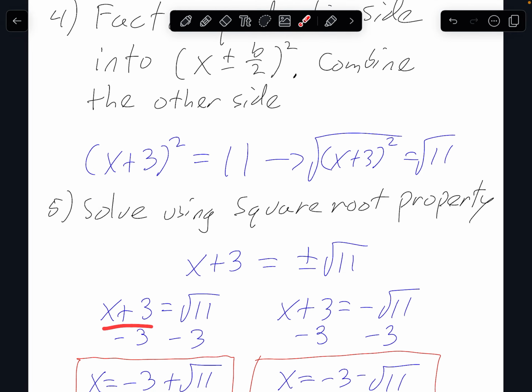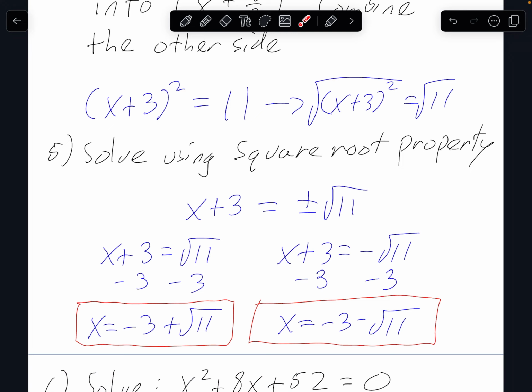So x plus 3 equals radical 11. X plus 3 equals negative radical 11. Solve each equation. Negative 3 plus radical 11, negative 3 minus radical 11 is our two answers.